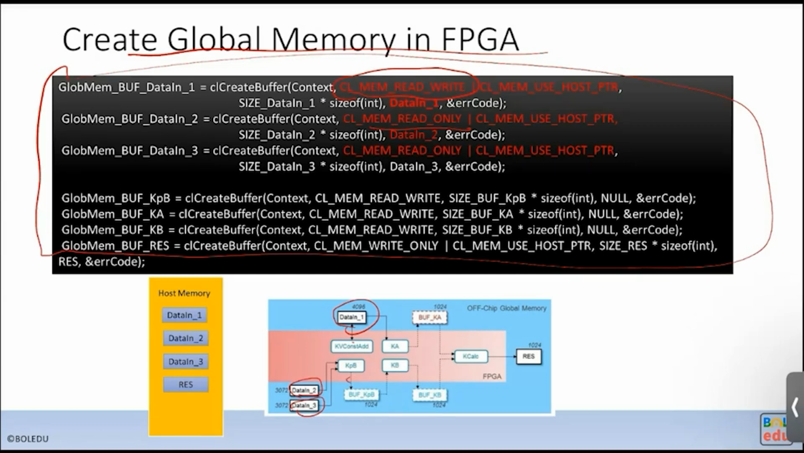And these 3 buffers use host pointers, because those buffers come from host memory. The other buffers are created locally. And the result buffer, you also share with the host. Okay, you specify the read attribute, and you specify whether the buffer is allocated from the host memory, using the host pointer.